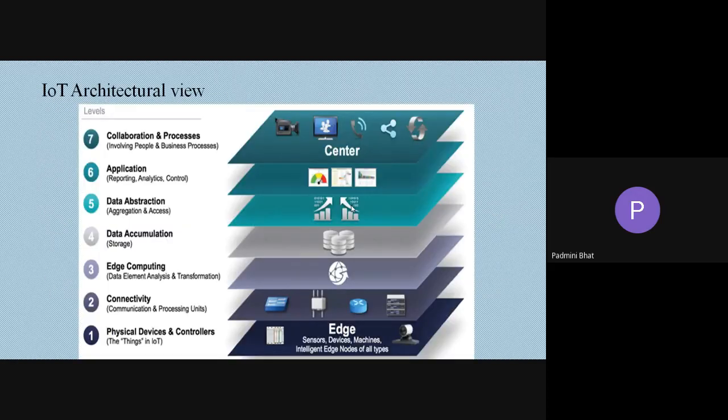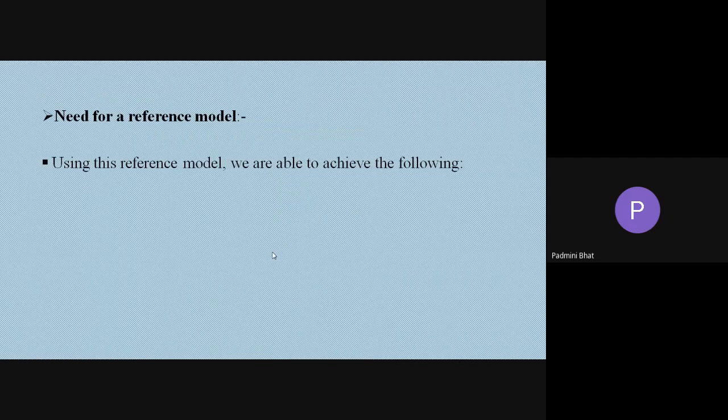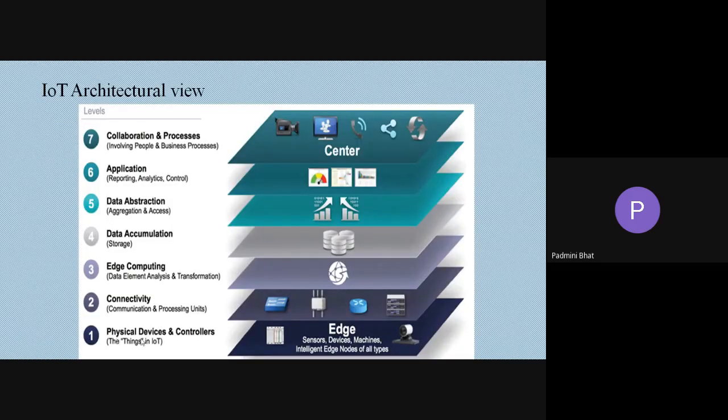Now this is actually the architecture. The IoT architecture has 7 layers. See here, it is the reference model from Cisco. Whatever it has, the first layer is the physical devices. In the first layer, we'll have physical devices, which are sensors, machines, all those things. Then comes the connectivity, communication and processing units.